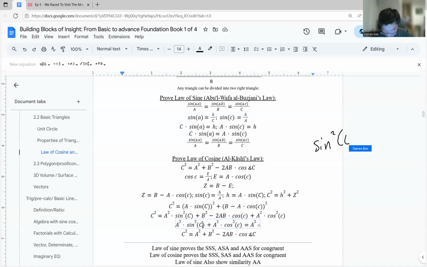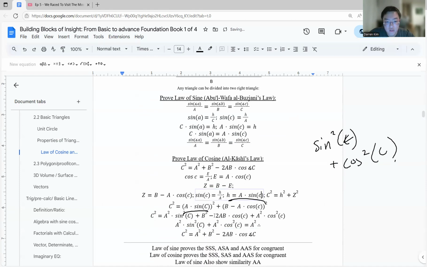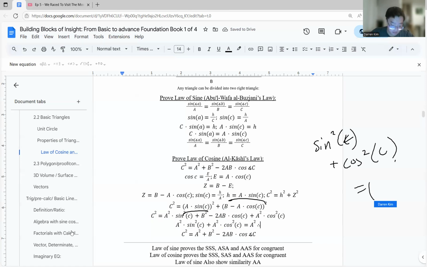So sine square c plus cosine square c. Clearly, wait a second. This is wrong. Something's wrong. Again, I did something wrong, because this is supposed to be small c. Why is it capital C? It shouldn't be capital C. This should be small c. And that makes this equal to 1. Small typo there.